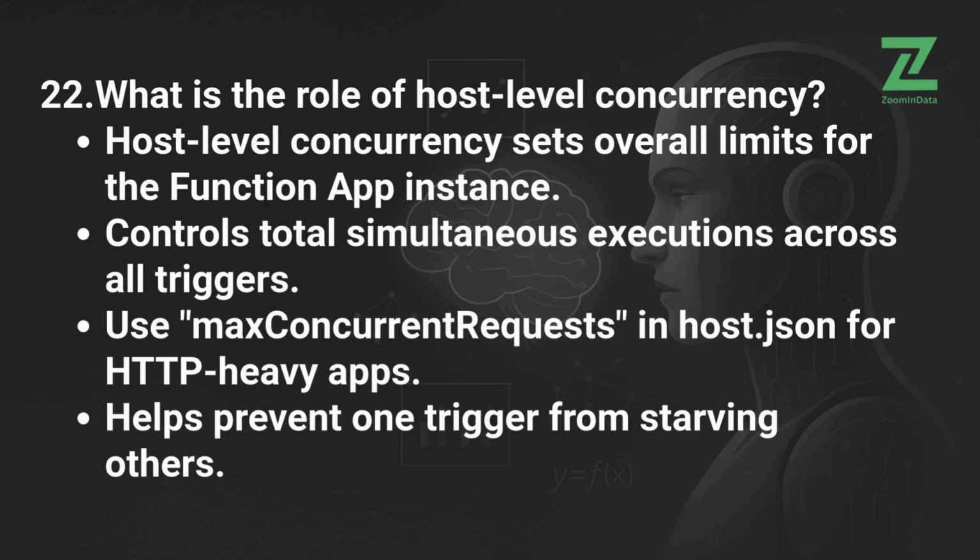What is the role of host-level concurrency? Host-level concurrency sets overall limits for the function app instance. It controls total simultaneous executions across all triggers. Use max concurrent requests in host.json for HTTP-heavy apps. It helps prevent one trigger from starving others.